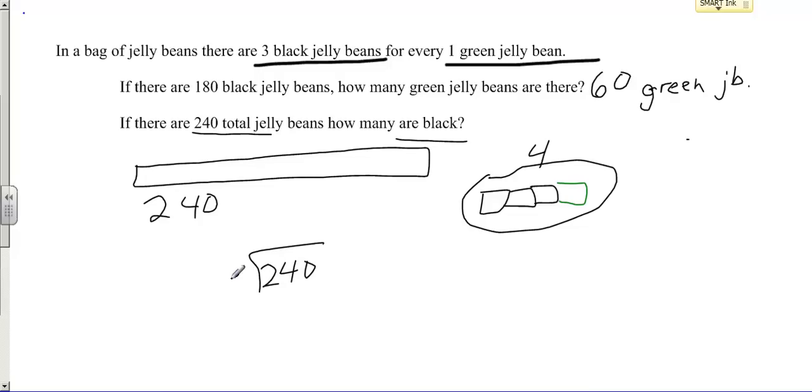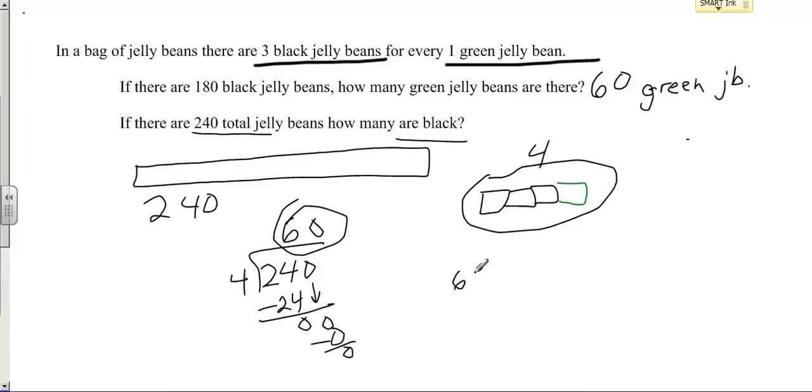So 240 divided by 4 equals, 4 goes into 24 6 times. 6 times 4 is 24. I subtract, I get 0. Bring down my 0. 4 goes into 0 0 times. 0 times 4 is 0. I subtract, I get 0. 60. So every single one of these parts equals 60. So I'm going to draw this again, and I get 60 with a box around it.